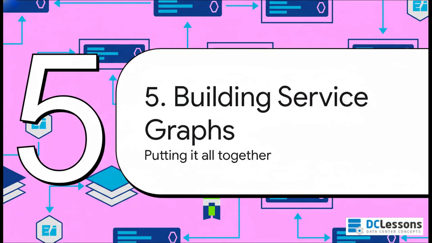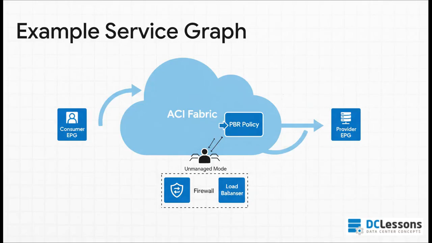Okay, so we've covered all these different tools: unmanaged mode, PBR, chaining. The key takeaway is that these are not standalone features. They're Lego blocks. You snap them together to build the exact service path your application needs. And that final creation, that's what we call the service graph. So let's look at a classic, really powerful example. You use unmanaged mode, so your security and apps delivery teams can keep using their own tools. You use PBR to magically redirect the right traffic to them, and you use service chaining to make sure it hits the firewall, then the load balancer in the right order. The result is a beautiful, fully automated service path, orchestrated by ACI, but with the flexibility everyone needs.